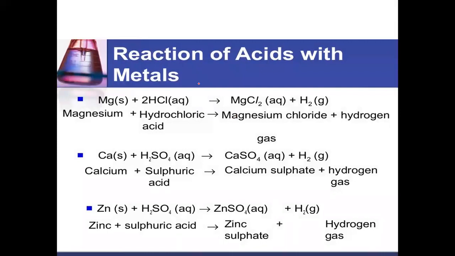Reaction of acids with metals. Magnesium plus hydrochloric acid gives magnesium chloride plus hydrogen gas. Calcium plus sulfuric acid gives calcium sulfate plus hydrogen gas. Zinc plus sulfuric acid gives zinc sulfate plus hydrogen gas.